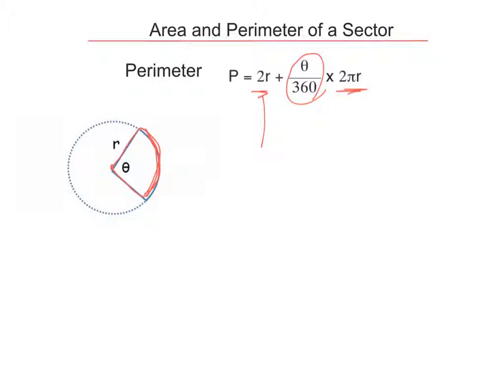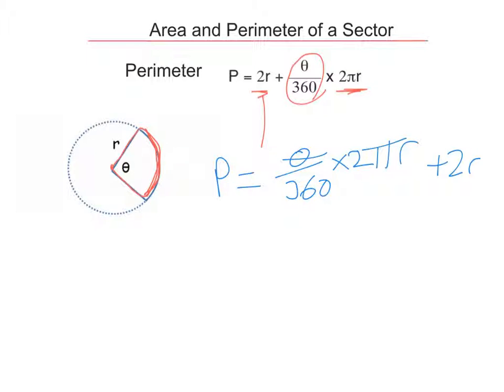It is a common mistake for students to forget the 2r and just work out that the perimeter is theta over 360 times 2 pi r. But you must remember to put in the 2r as well, otherwise you're not walking around the entire shape.